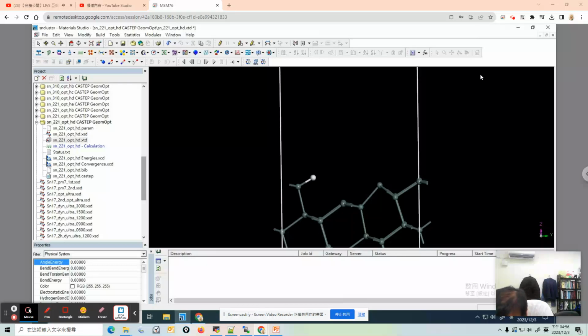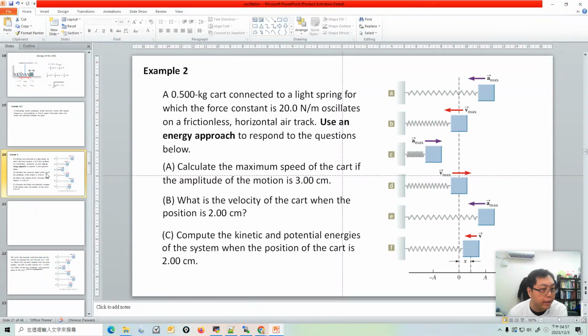Hello everyone. In this video I'm going to show you an example of simple harmonic oscillation, using the energy approach. Here is the simple harmonic oscillation system. The mass is 0.5 kilogram, and the force constant of the spring is 20 Newton per meter. Using the energy approach, first calculate the maximum speed of the cart if the amplitude of the motion is 3.0 centimeters.